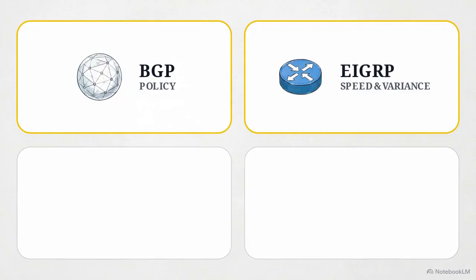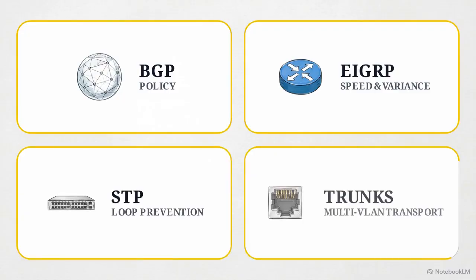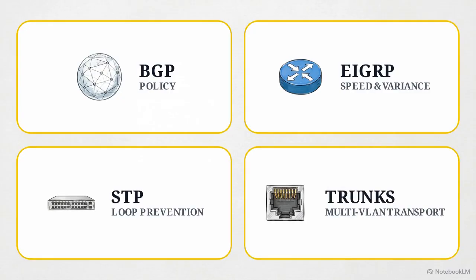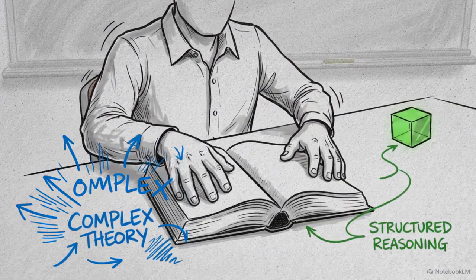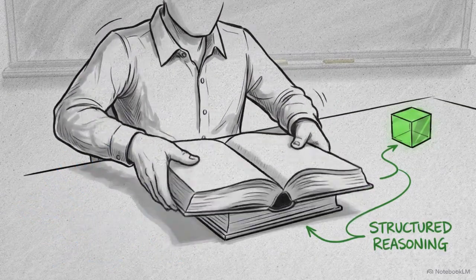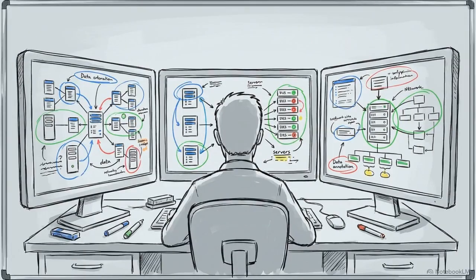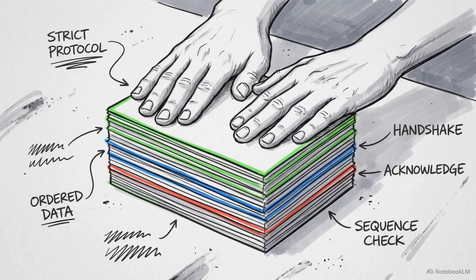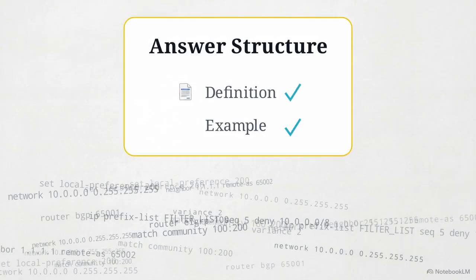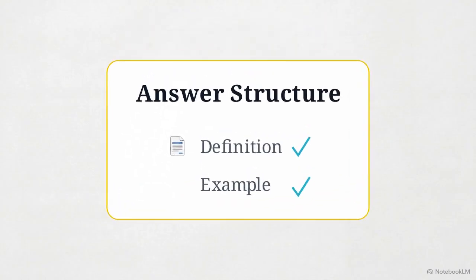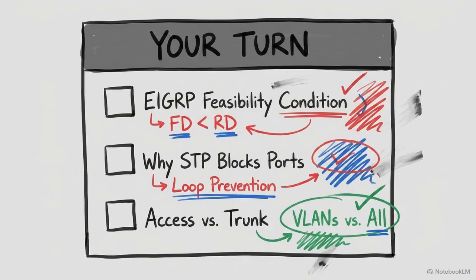When you distill these protocols, the associations become clear: BGP for policy, EIGRP for speed and variance, STP for loop prevention, and trunks for multi-VLAN transport. For junior engineers, focusing on the use case prevents you from sounding like you're just reciting a textbook. It makes you sound like someone who has actually managed a network. For veterans, the strict definition and example format keeps your answers tight, ensuring you hit every technical requirement without getting lost in the weeds. Let's test how this structure feels in practice.